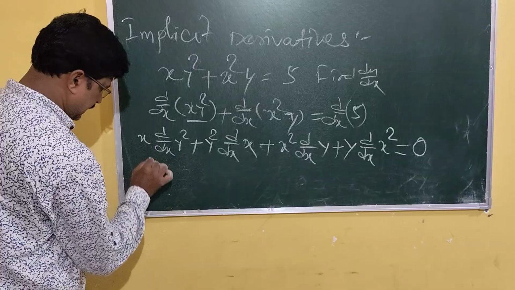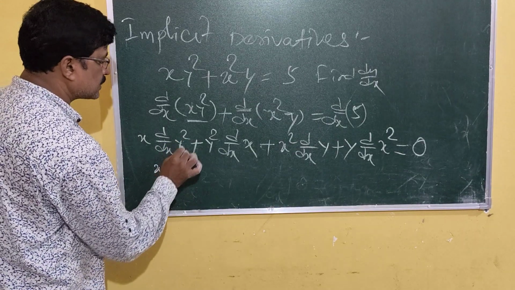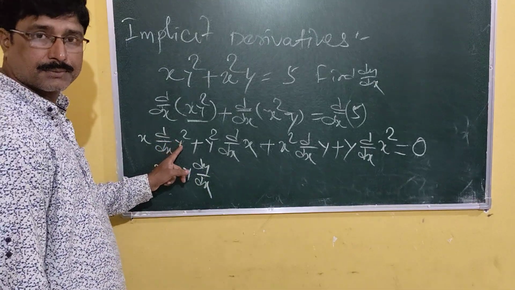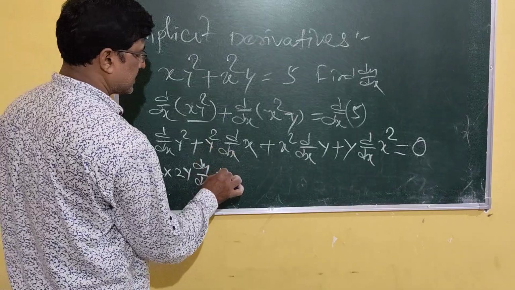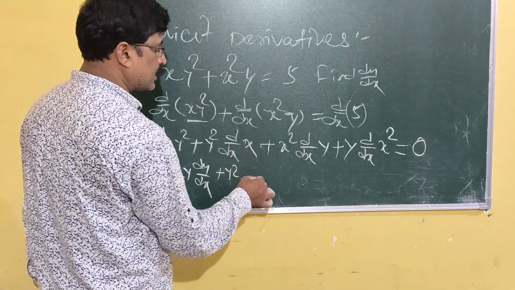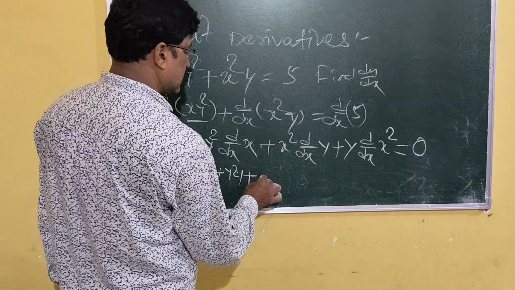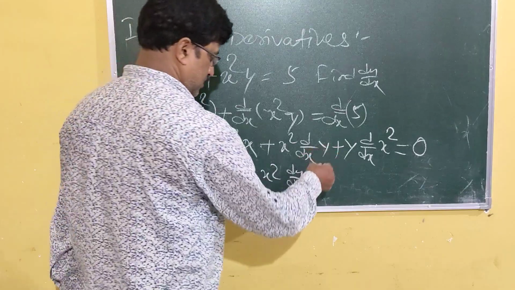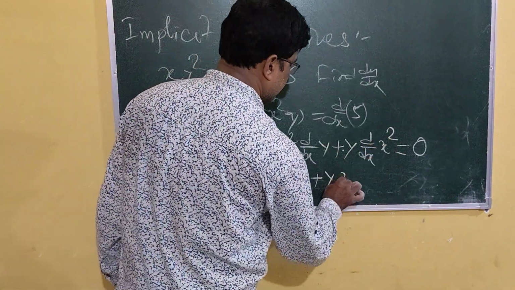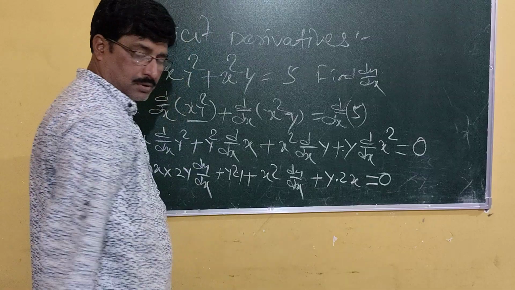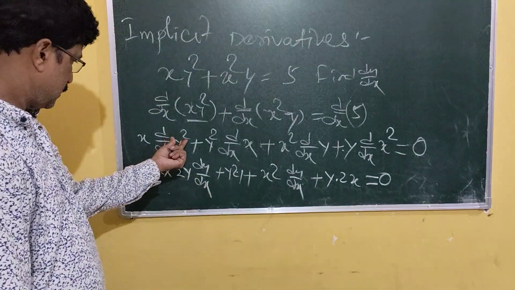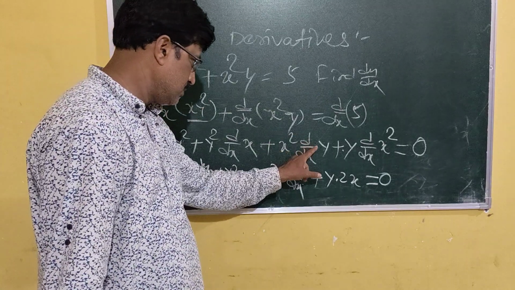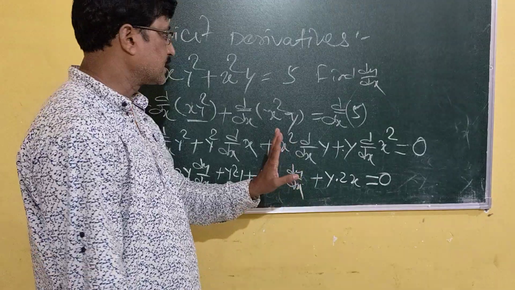What do you find here? x times the derivative of y square, that is 2y dy by dx, as y is a variable here, plus y square times the derivative of x, which is 1. I will not write it as it is 1. So this is x square, derivative of y, dy by dx, plus y times the derivative of x square, that is 2x, is equal to 0. Understand? For y square, it is 2y, and as y is a function, dy by dx is written. Similarly here also, as y is a function, we have written dy by dx.